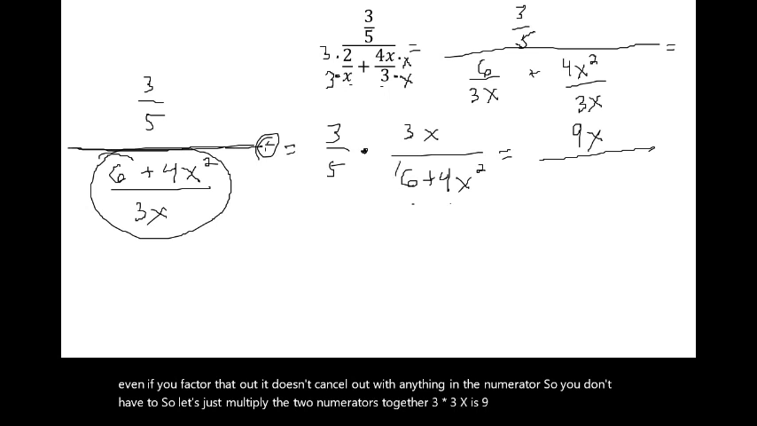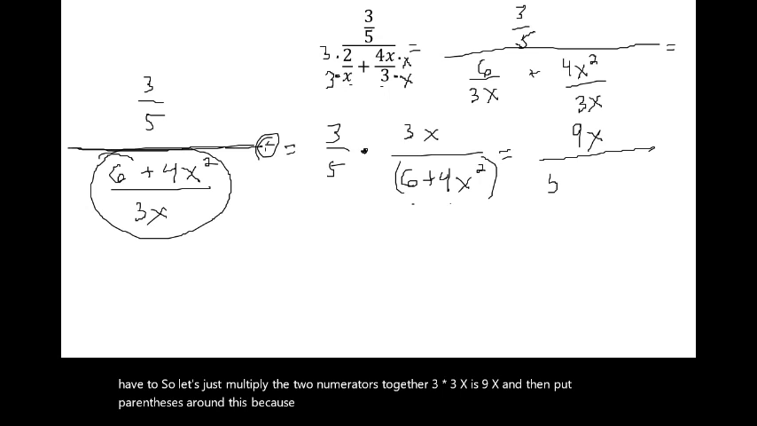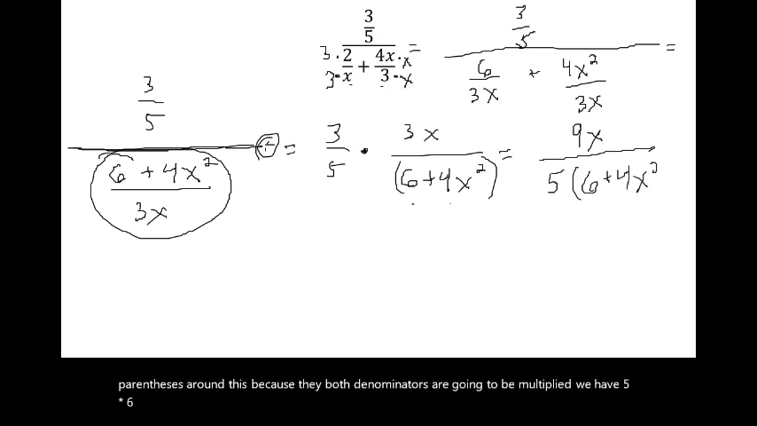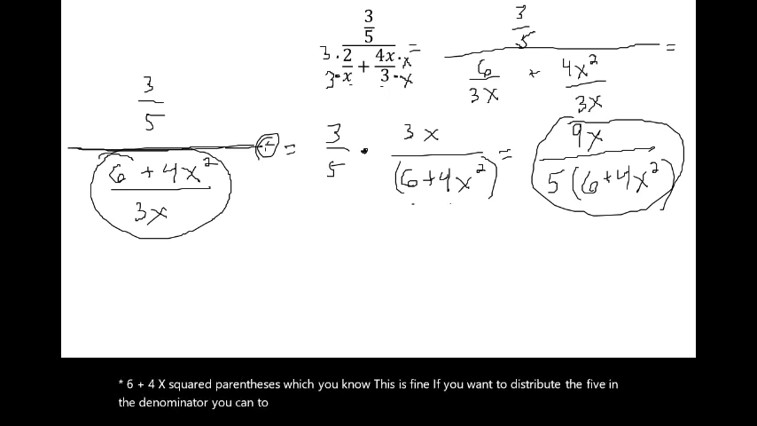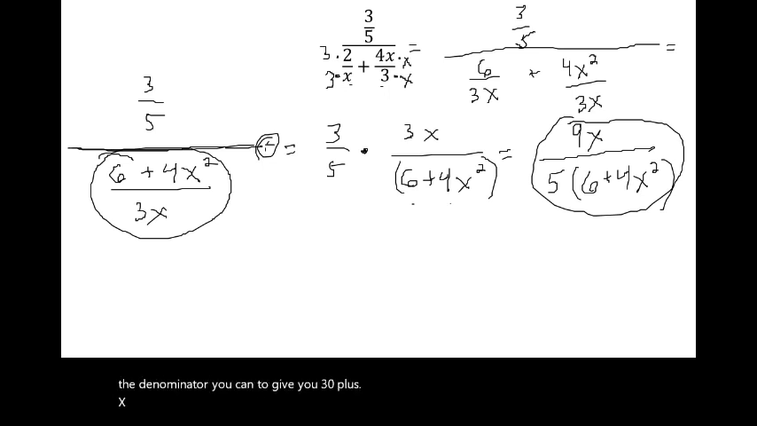And then, put parentheses around this because both denominators are going to be multiplied. We have 5 times 6 plus 4x squared, parentheses. Which, this is fine. If you want to distribute the 5 in the denominator, you can to give you 30 plus 20x squared. You don't have to do that. This is good enough as a final answer.